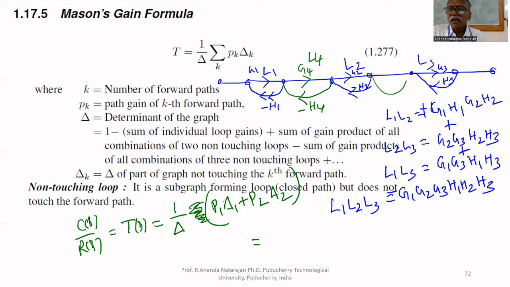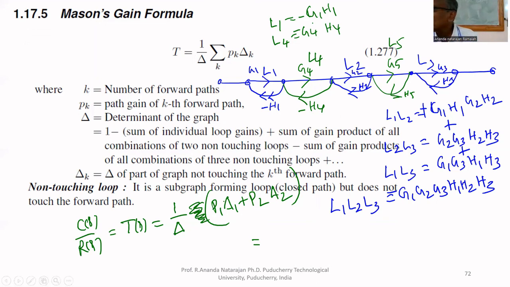Similarly, suppose here one loop is there. This is G5, H5. L2 and L3 are not touching, but L2 and this L5 are touching, but there is no common element. So don't take this for granted. If you see L1 equal to, in this case, minus G1, H1. L4 equal to minus G4, H4. But there is no common element, yet they are touching each other.